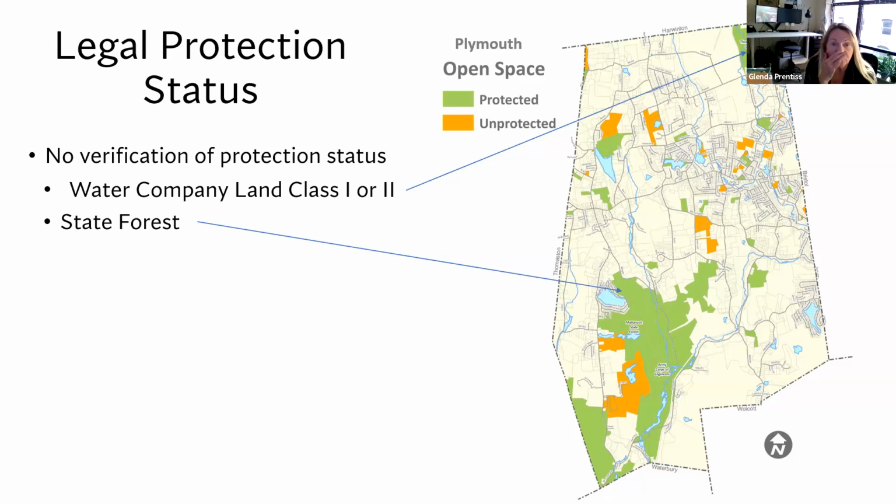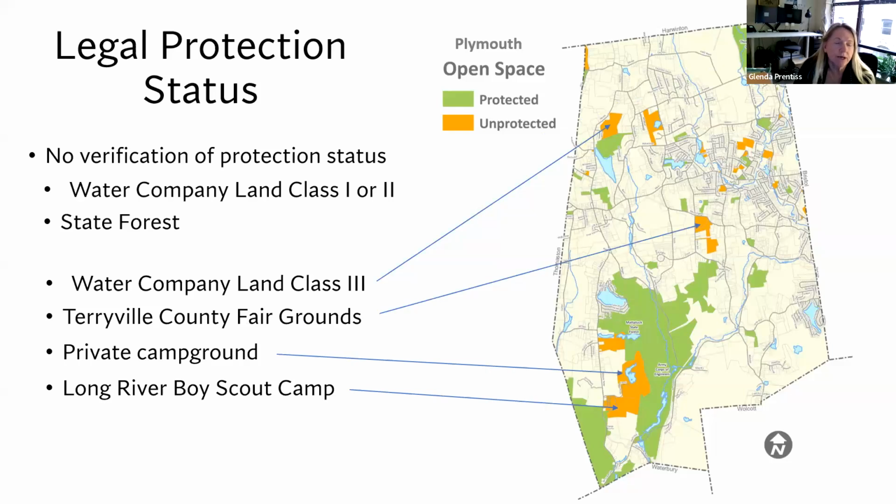Previously, we relied on what we were told by the source of the data, or we made assumptions. We presumed that the state forest, water company land, class 1 or 2, or land trust land were protected, and that private recreation clubs are not protected.